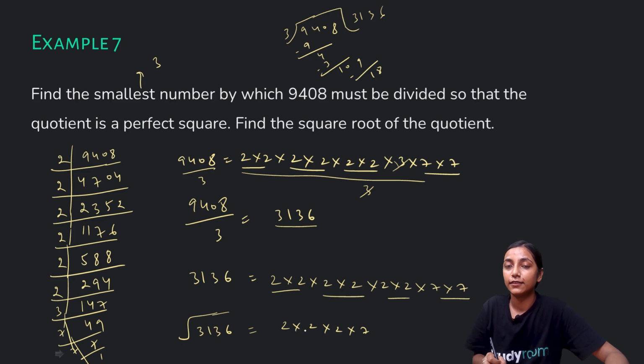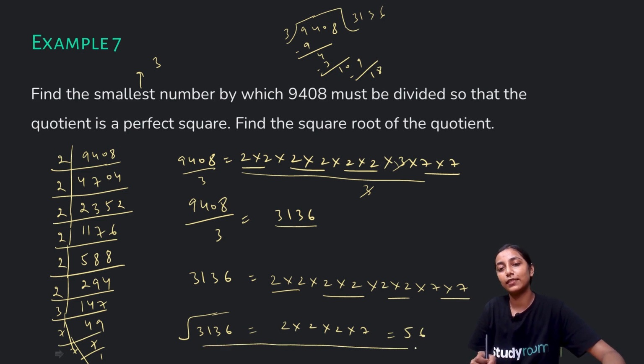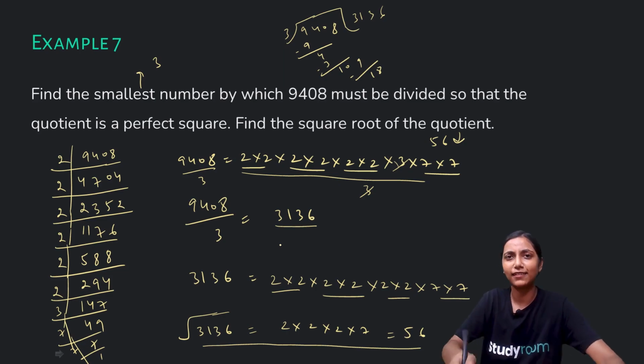That is 2 twos are 4, 4 twos are 8, 8 sevens are 56. Therefore the square root of 3136 is 56. What is the answer? The answer is 56. Again the same way.